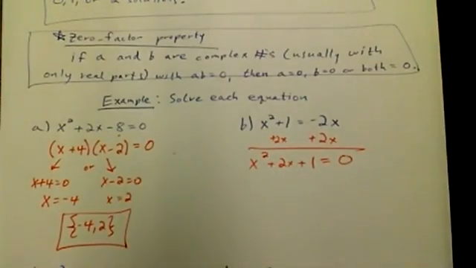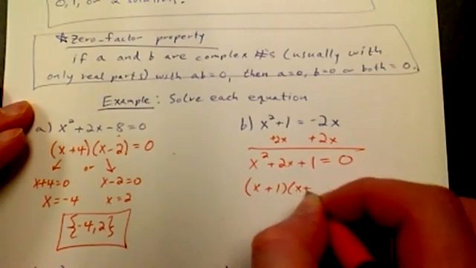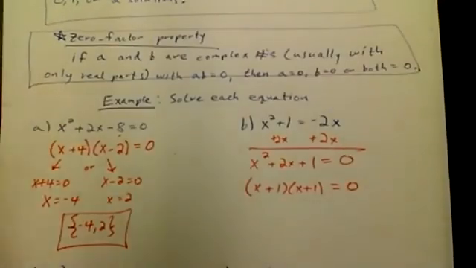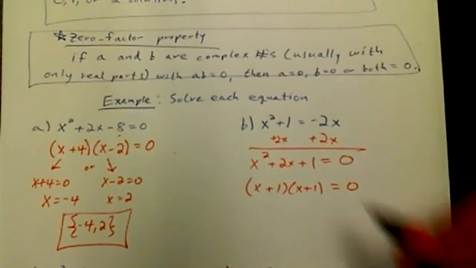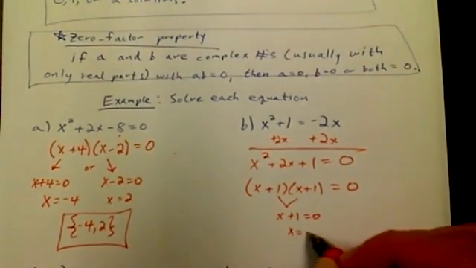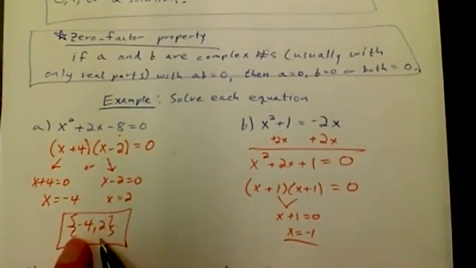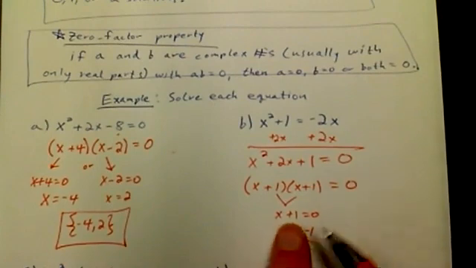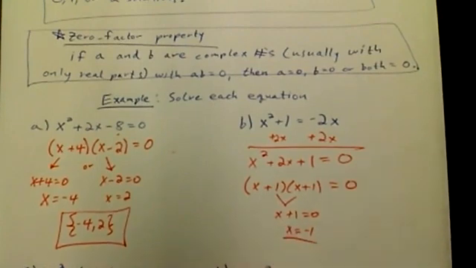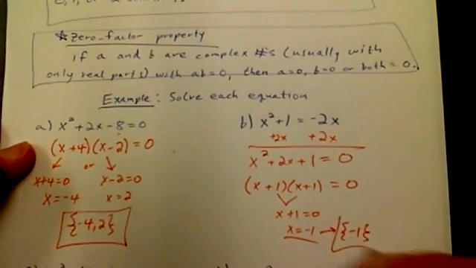I'll try the same strategy. I'll factor this guy. And what you'll notice is this thing factors, and its factors are the same. So from both of them, I'm getting x plus 1 equals 0 or x equals -1. That's my only solution. So here we had two solutions. Here we had only one. Okay? So that means my solution set is -1.